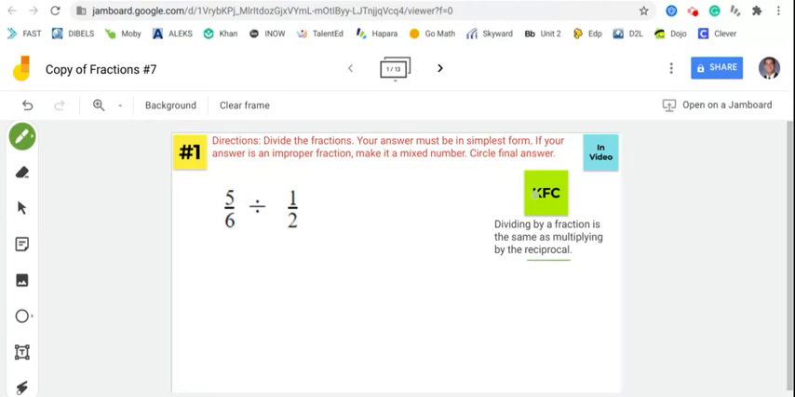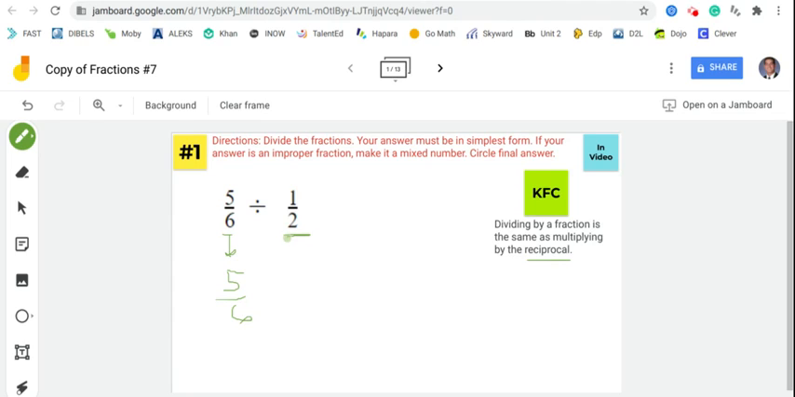So the K on KFC reminds me to keep the first fraction. So this first fraction, 5/6, I'm just going to bring it down and rewrite it. 5/6. Okay. So I kept the first fraction as it is. I didn't change anything about it. Next, F, I will flip the second fraction.